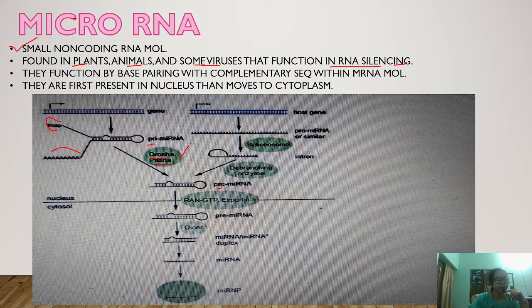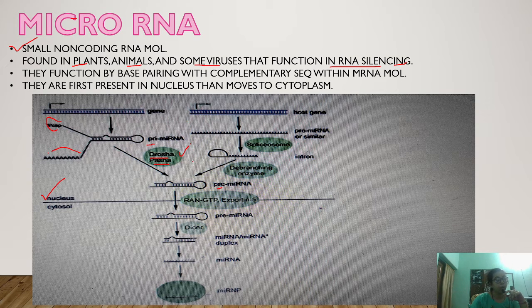With the help of the spliceosome, they will cleave out this extra region, the intron region, and they will make this longer chain into a shorter pre-miRNA. But this all takes place in the nucleus. This is a very important point to be noted down.